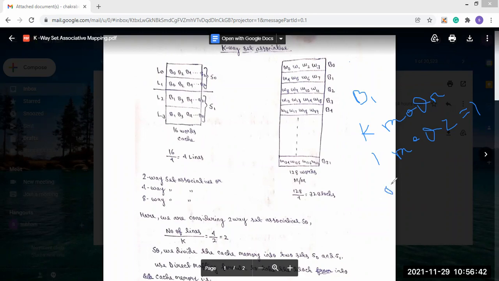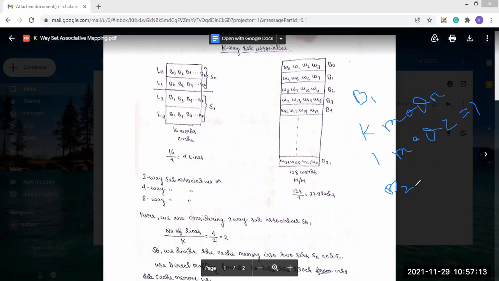Then next, if we consider block 2, in which set will it go? Anyone? In which set will it go if we consider block number 2? The next block, can anyone say? Yes, it will go in set number 0.